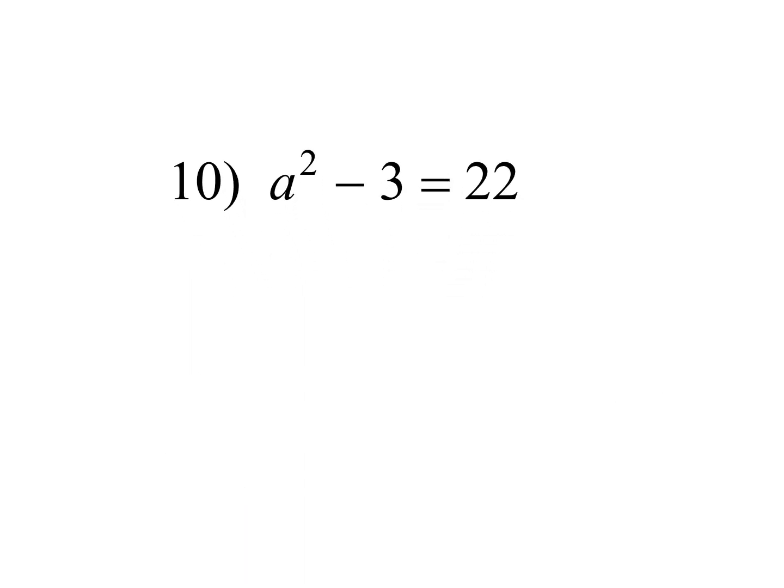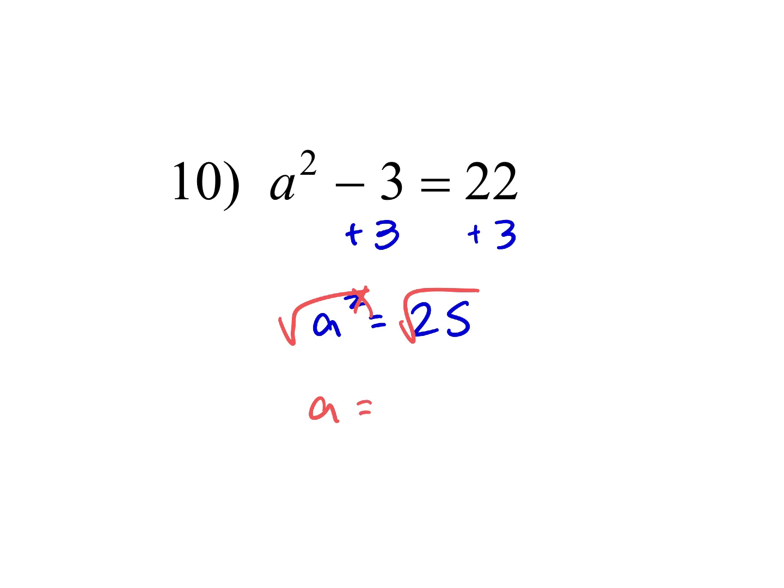What should I do first for number 10? Add 3 to both sides. So a squared is equal to 25. Then what should I do? Square root it. So what's a equal to? Plus or minus 5. Perfect.